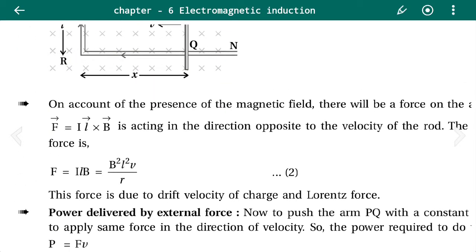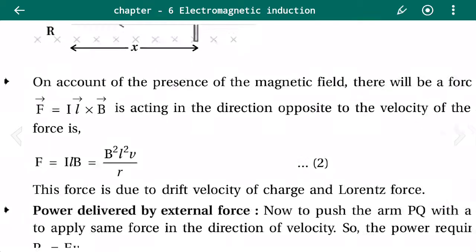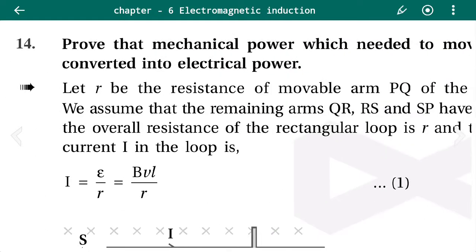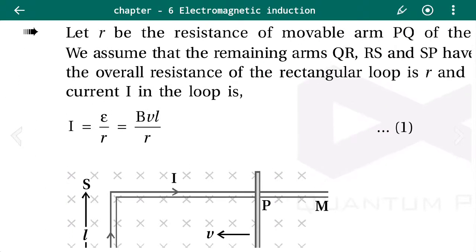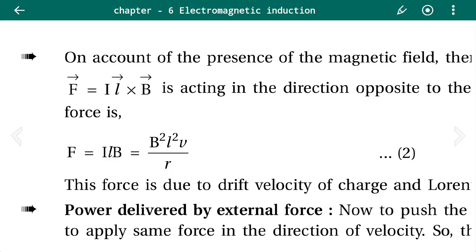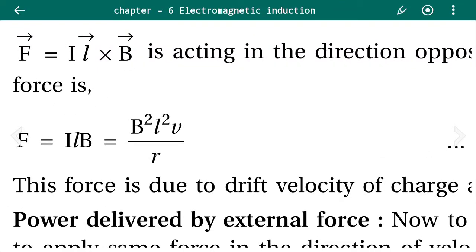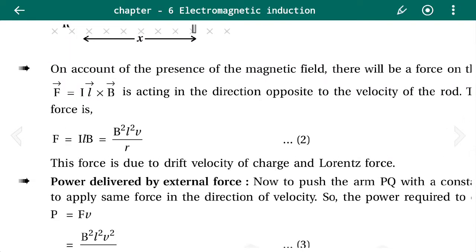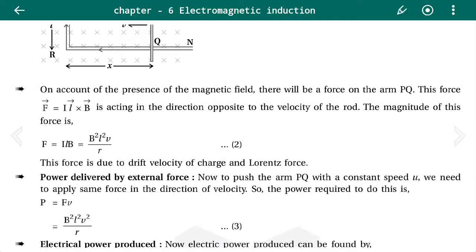So F equals B squared L squared v upon R. Here we have substituted the value of current from equation 1, that is I equals BLv upon R, into L into B. So these forces are due to the drift velocity of charge and the Lorentz force.